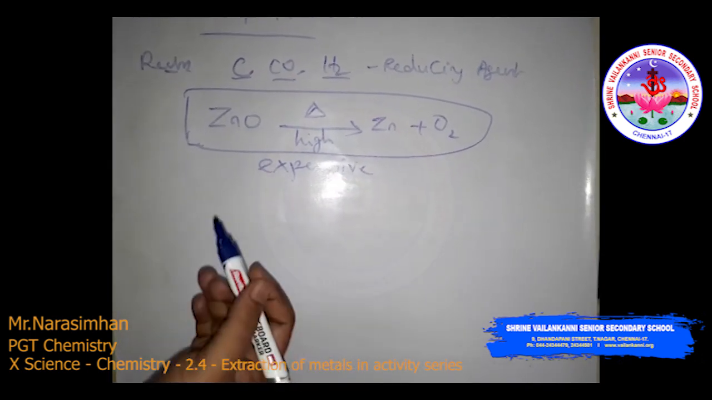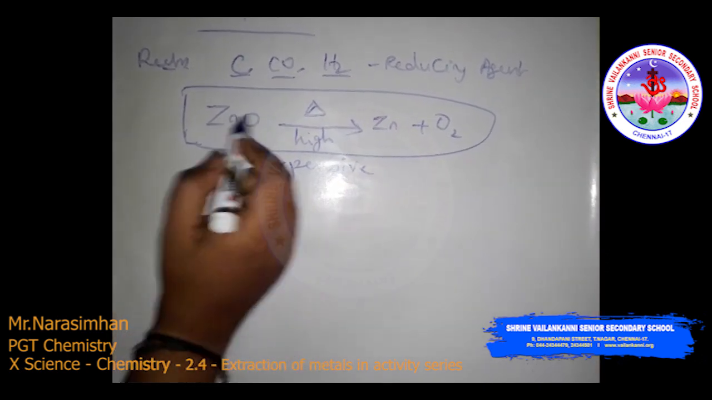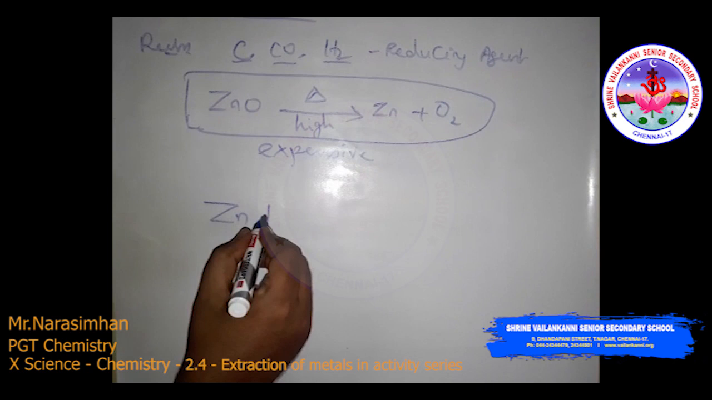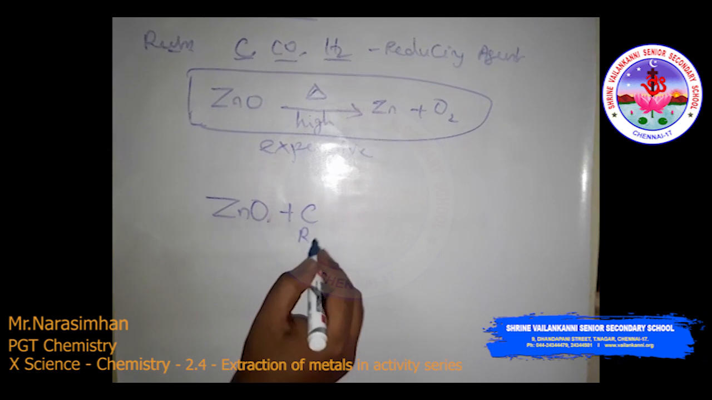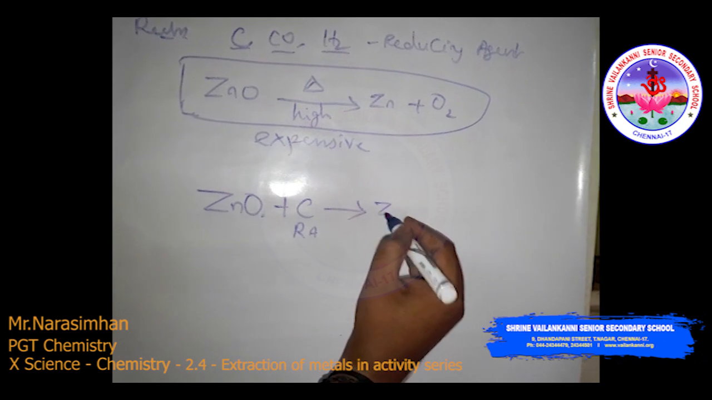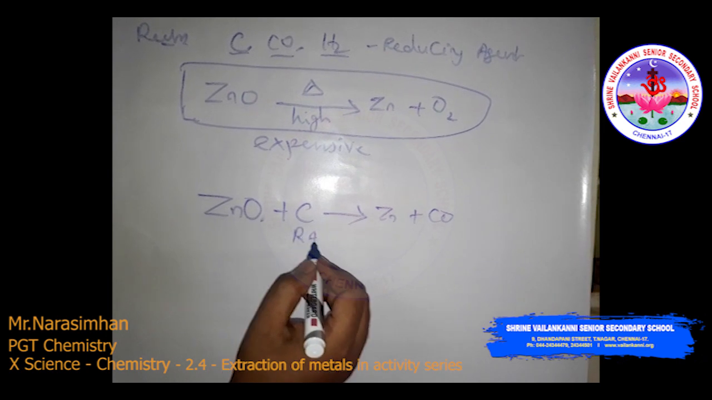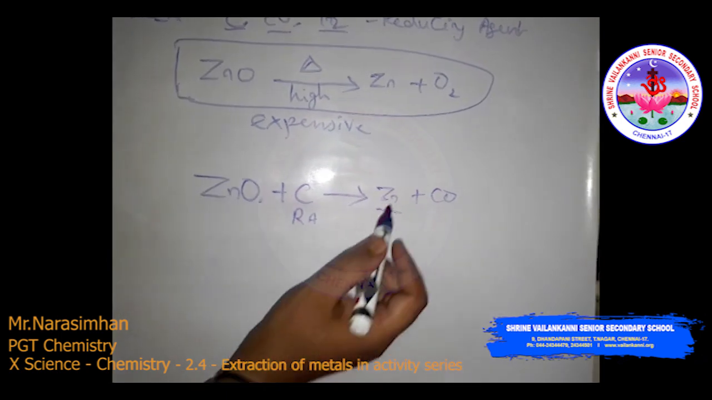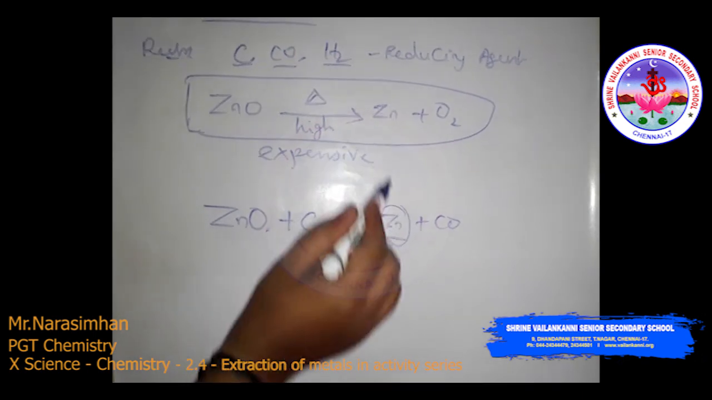So reduction means what? Removal of oxygen, or addition of hydrogen. There are so many examples. Here there is removal of oxygen. We can use zinc oxide reacting with carbon, which is called a reducing agent. Using this reducing agent, you will get zinc and carbon monoxide. So using a reducing agent in the reaction, you will get pure zinc. That means the cost of the reaction is very low in comparison with these two.